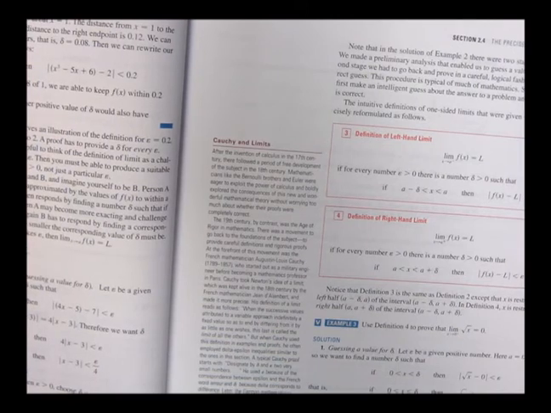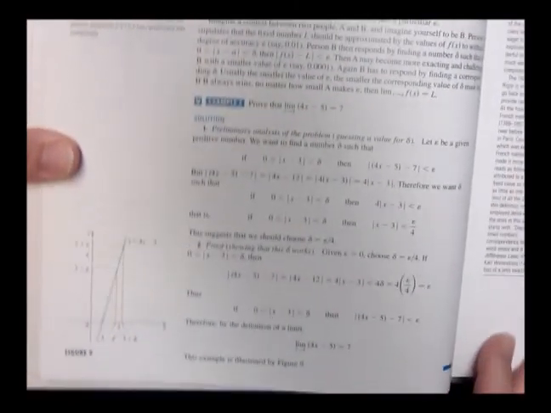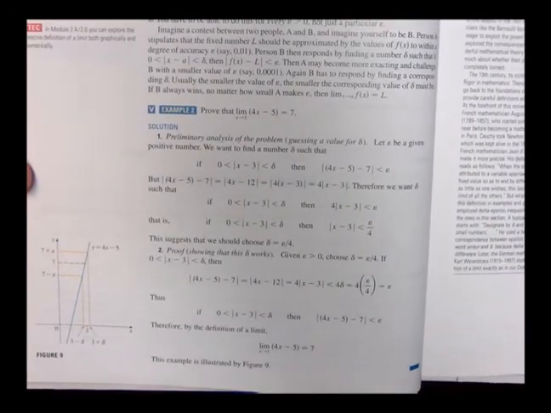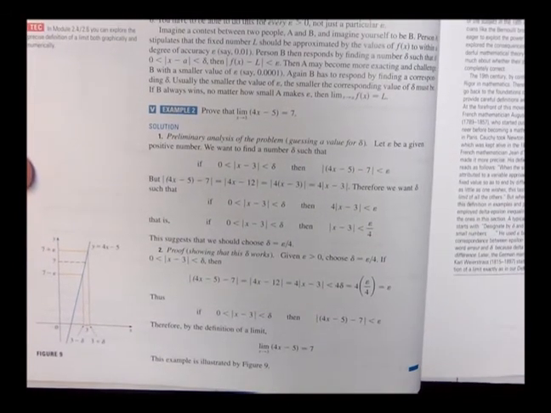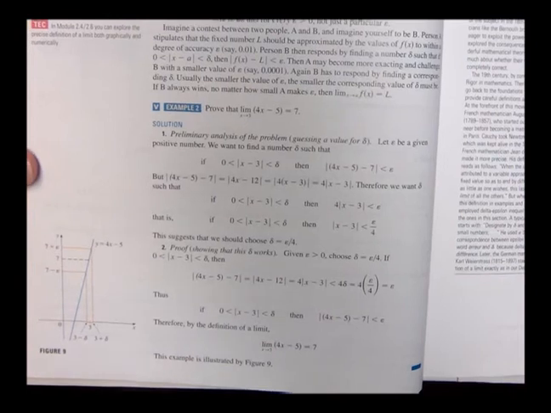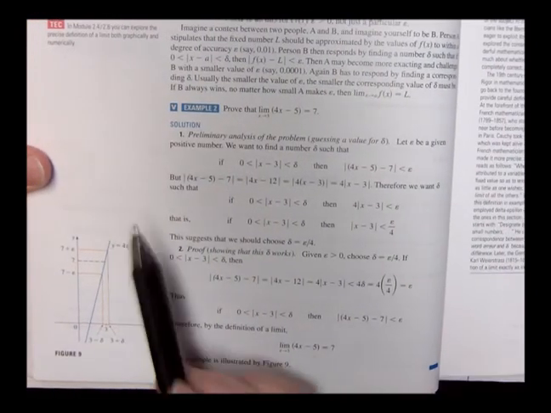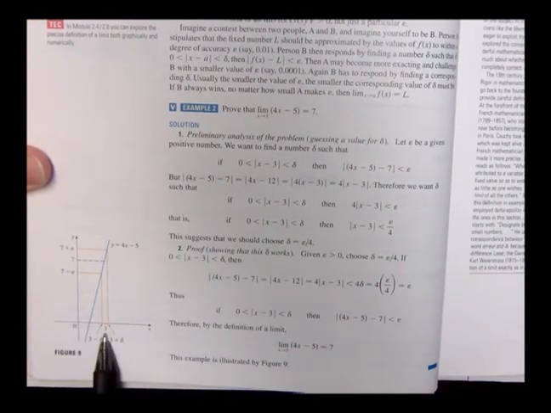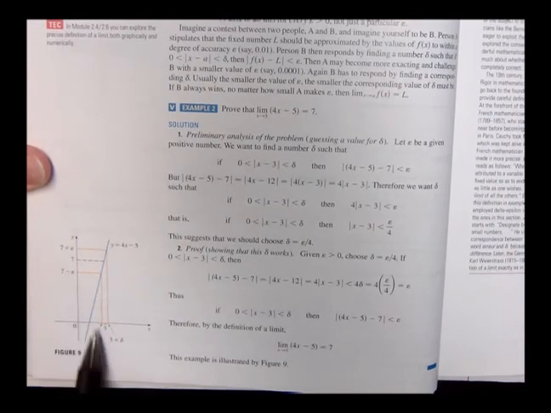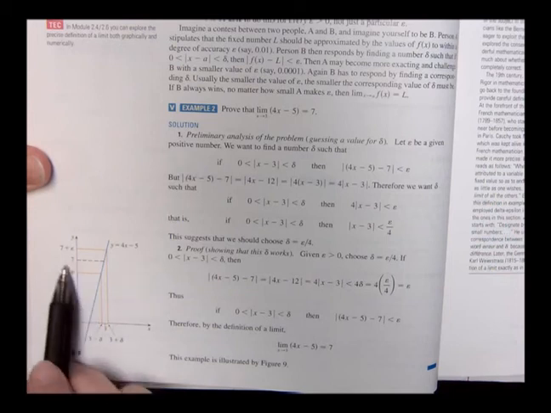Let's take a look at an example. Let's look at example 2. Here I have the limit of 4x minus 5, and I'm saying that I want to prove that that's equal to 7. Okay? Here's my line. It's a line. Here's my limit as x approaches 3, and here's my domain as x approaches 3, and then here's my limit, 7.